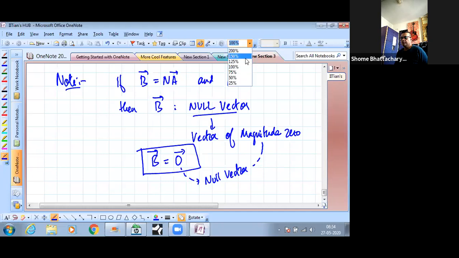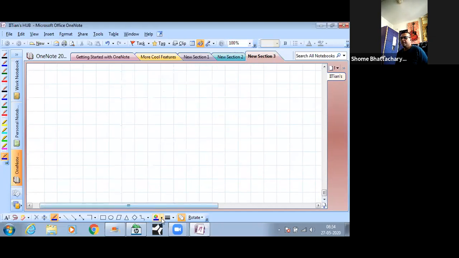Okay, next up, we will see an important vector operation. It is the addition of two vectors, by something called the triangle law of vector addition.